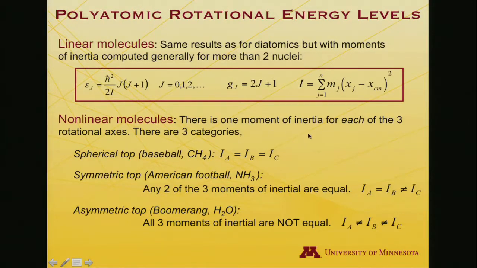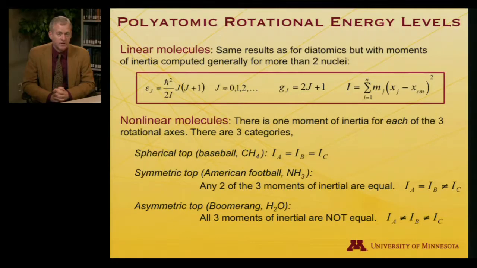Nonlinear molecules, things become a bit more complicated. So actually, there are 3 rotational axes in a nonlinear molecule, and for each of those axes, there is an associated moment of inertia. There are categories of molecules, and the categories are named depending on the relationship between the moments of inertia. So for certain special molecules, all 3 moments of inertia along the different Cartesian directions are the same. Such molecules are called spherical tops.